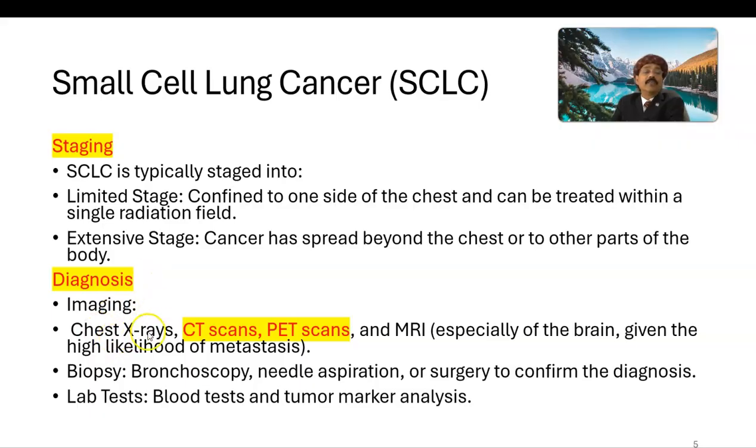Diagnosis. Imaging: chest X-ray, CT scan, PET scan, and MRI, especially of the brain, given the high likelihood of metastasis. Biopsy: bronchoscopy, needle aspiration, or surgery to confirm the diagnosis. Lab tests: blood tests and tumor marker analysis. So these are the ways of diagnosis. We'll give emphasis on CT scan and PET scan.